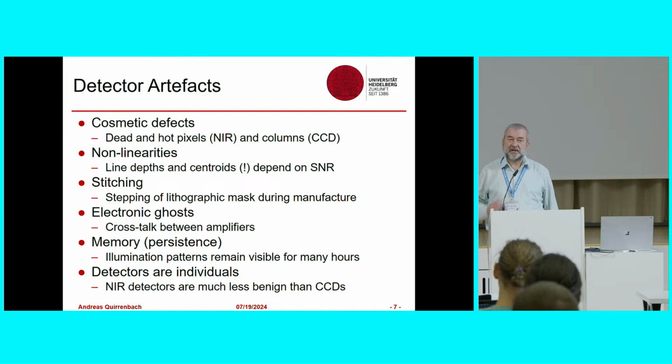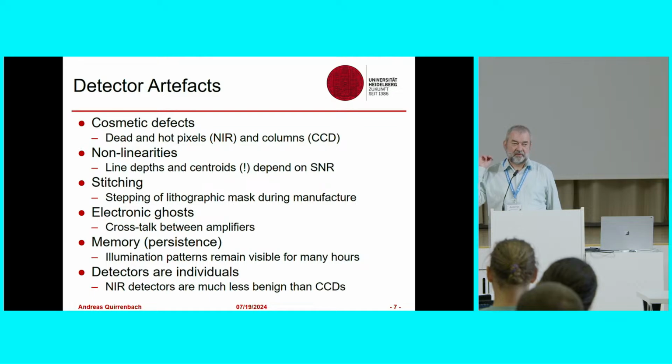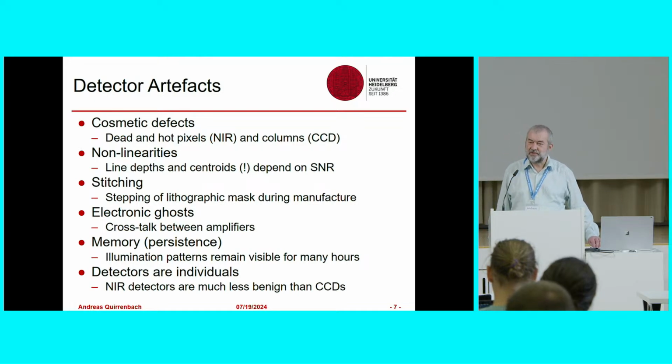And detectors are individuals. Yeah, Carmenes has 2 near-infrared detectors, and they have a completely different character. They come from the same batch, they were ordered simultaneously, they were delivered together, and one of them has a very good memory and the other one forgets. So they are individuals. You cannot count on detectors behaving the same, each one to the other.